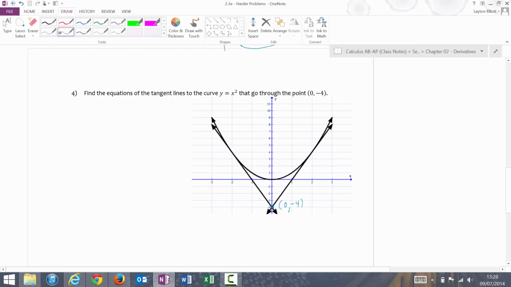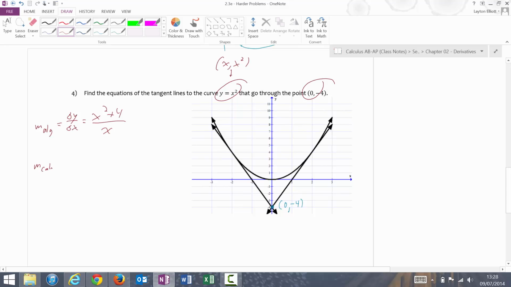There's a very neat way to solve this. I know that if I wanted to find the slope through algebra, and I treated this as an ordered pair (x, x squared), then my slope with algebra would just be the change in y over the change in x, which I can write as x squared minus negative 4 over x minus 0.